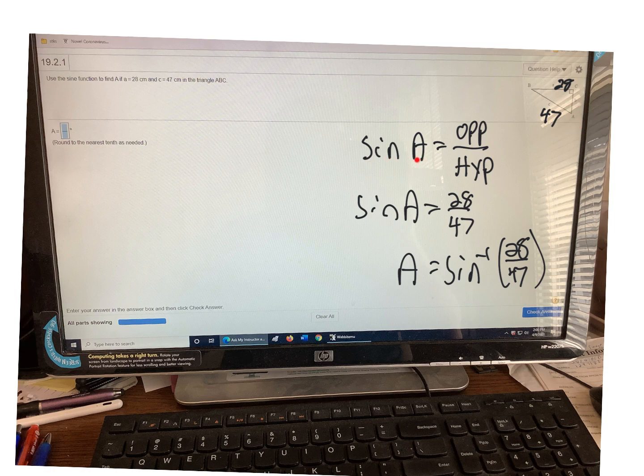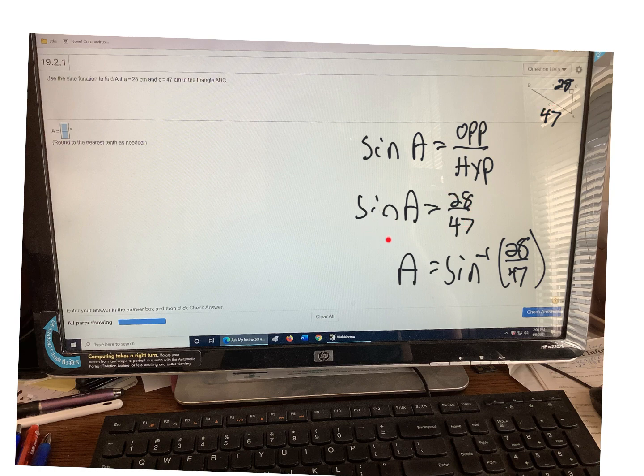Well, the rule is sine of A equals opposite over hypotenuse. So the opposite relative to this angle will be 28, and the hypotenuse is 47. It's always opposite the right angle. So sine of A is 28 over 47.